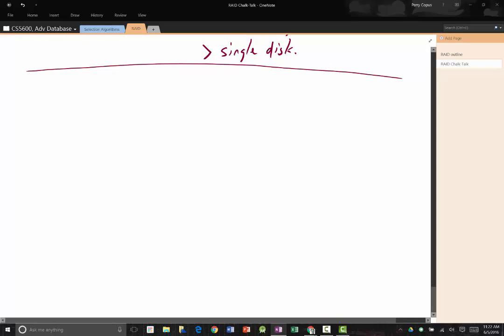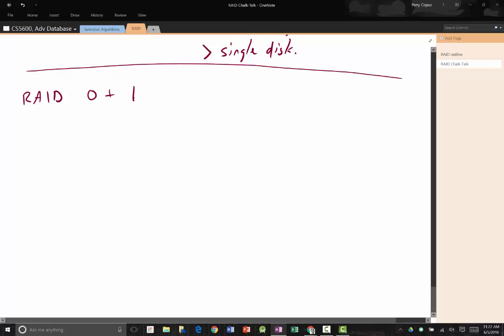Okay, very quickly, I just want to talk a little bit about some of the hybrid RAID levels, so you know what those are, and then we will be finished here. The hybrid levels combine different RAID levels in order to get some of the benefits of both. And the first one I want to tell you about is called RAID 0 plus 1.